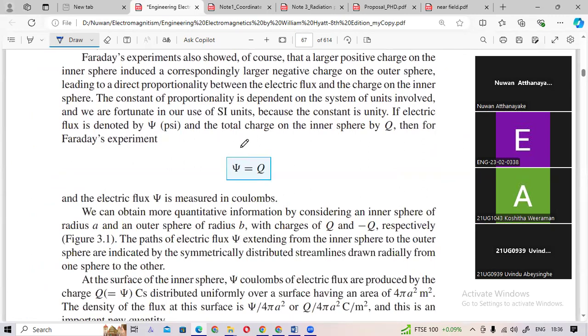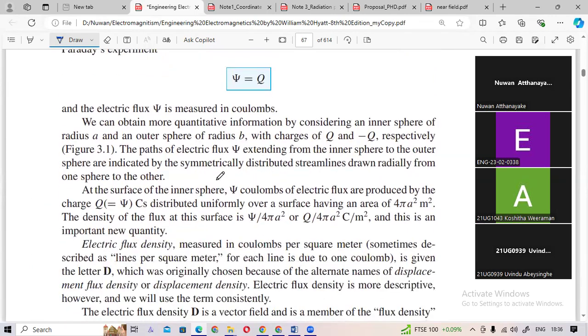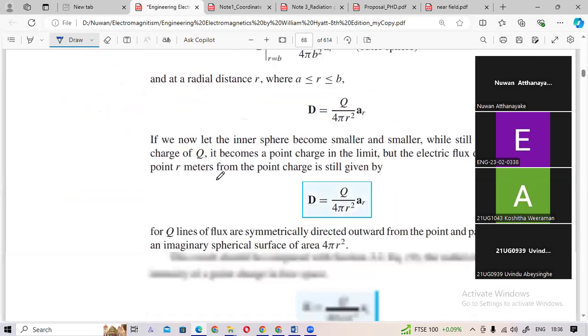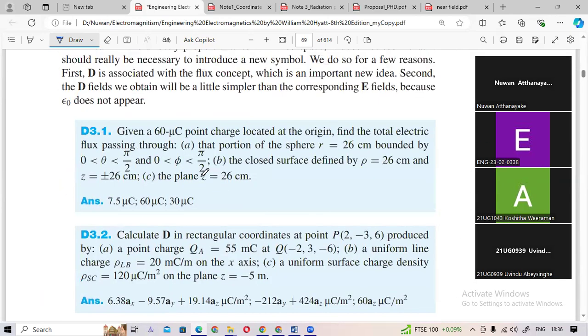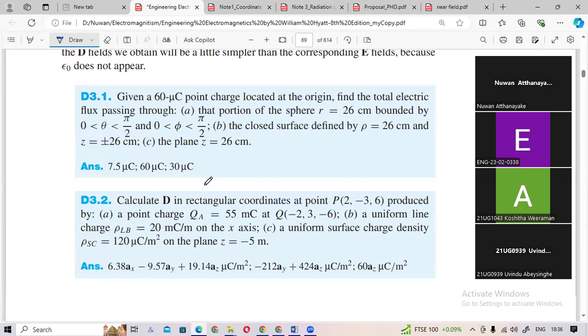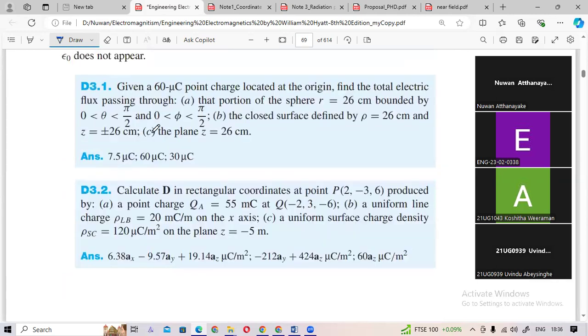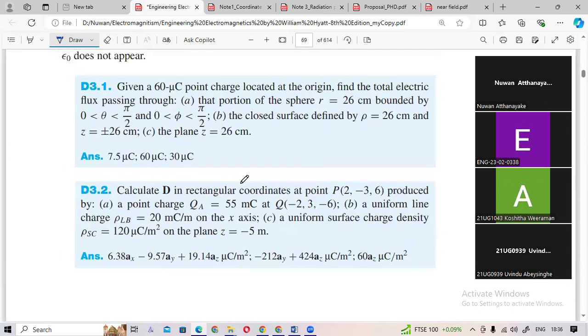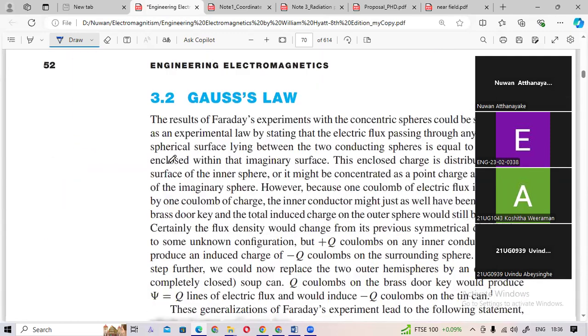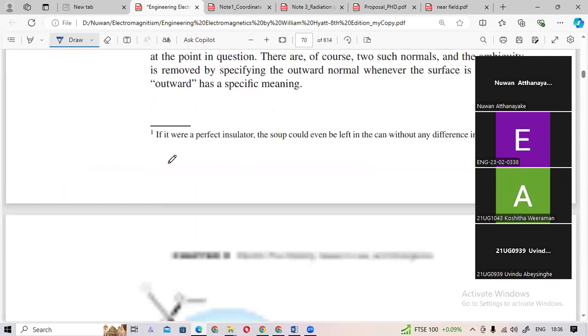Anyway, we will see how we can apply this Gauss's law to solve some questions. I hope these examples that are given, maybe you can do by yourself. For example, these are very easy, I think, not much difficult. You can do them by yourself.